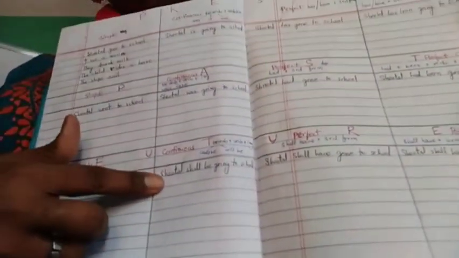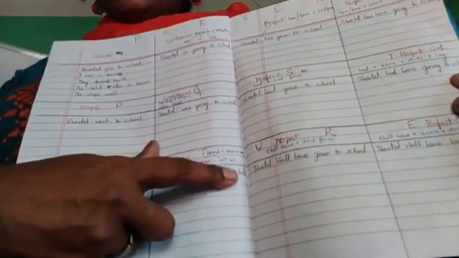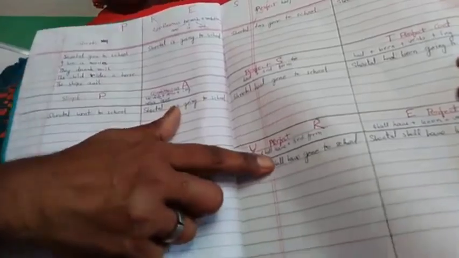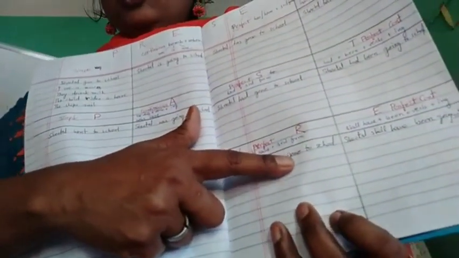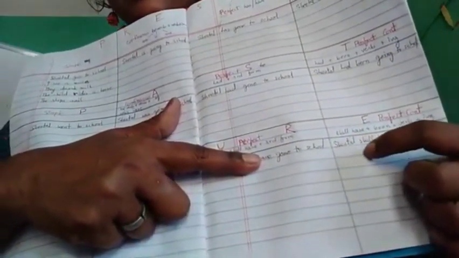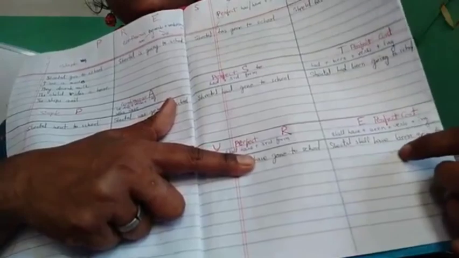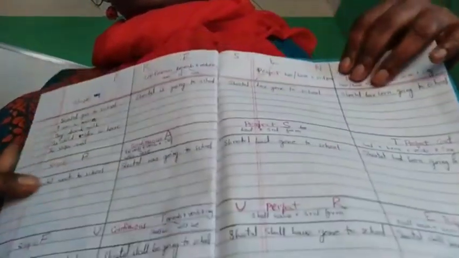Then see here, Sheetal shall go to school. Sheetal, be verb, shall be, verb plus ing: going to school. Sheetal shall have plus third form: gone to school. Perfect continuous: Sheetal shall have been plus going from here, to school. I hope you understood what has been explained to you.